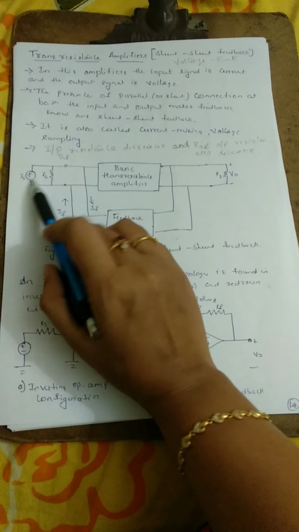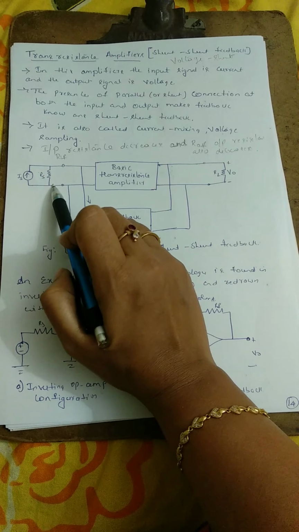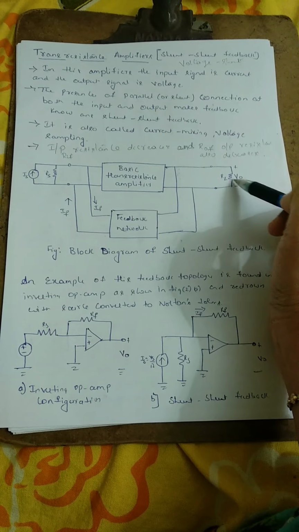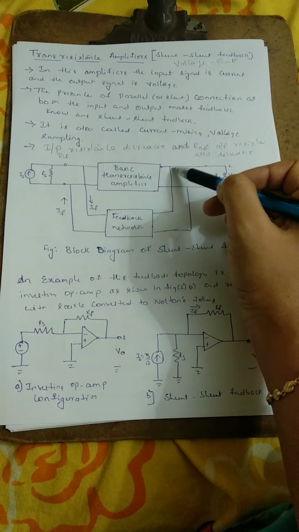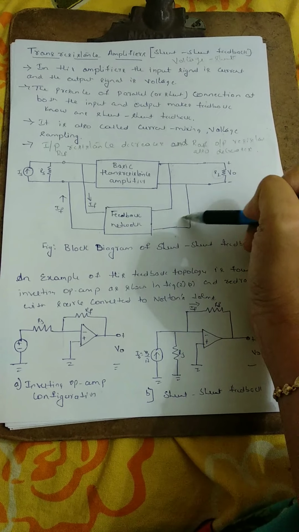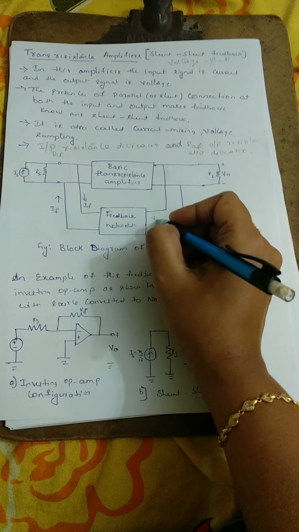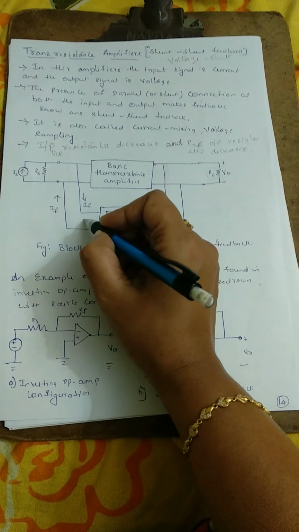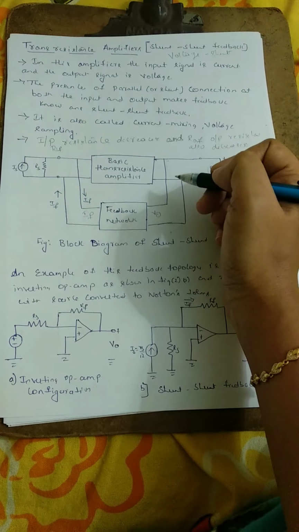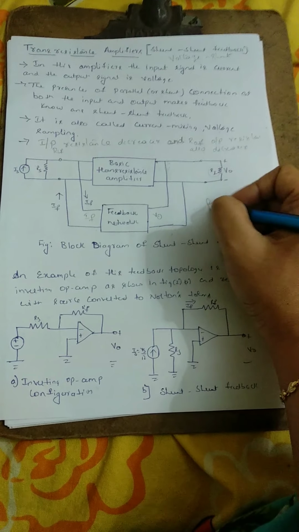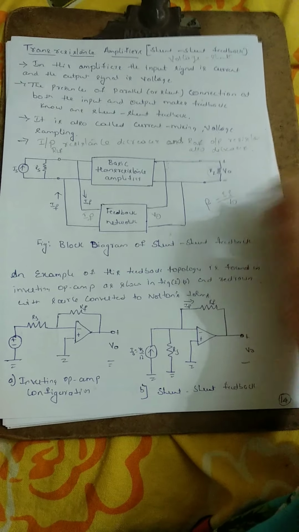The input is Is, and we have a source resistance Rs. For current we need to connect it in parallel. The output is V0, so we have connected the load resistance RL. We are sampling voltage and giving it to the feedback network. So the input to the feedback network is V0, the output from the feedback network is the current IF. Now beta is equal to IF divided by V0.